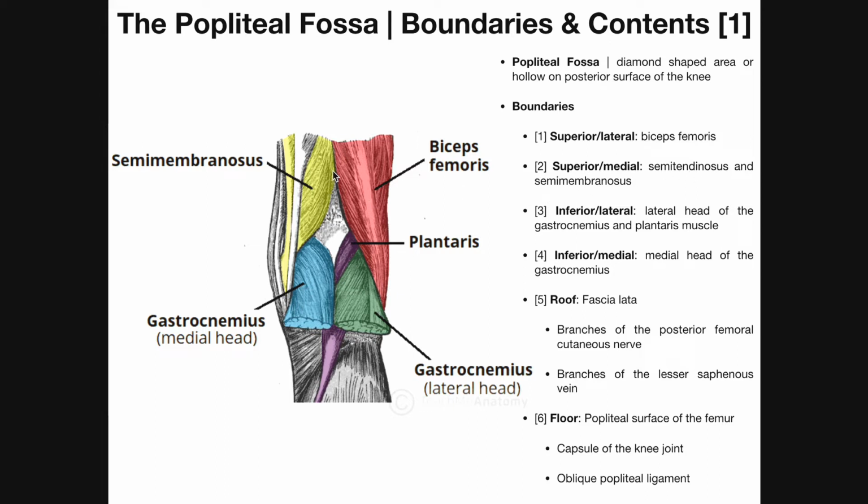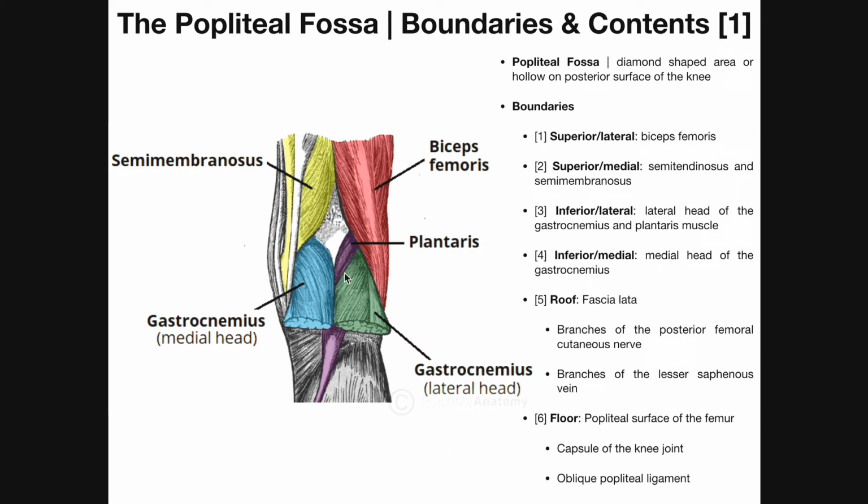Now, mostly the semimembranosus right here. This is the deeper muscle. This white one, which isn't colored, this is actually the semitendinosus. So really, it's mostly the semimembranosus right here. Then if we look at the inferior medial border, this is going to be formed by the medial head of the gastrocnemius, right here in blue.